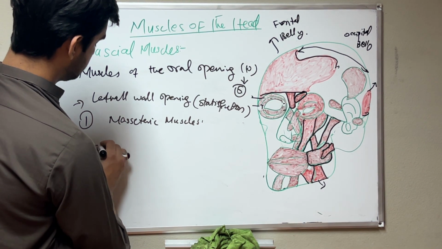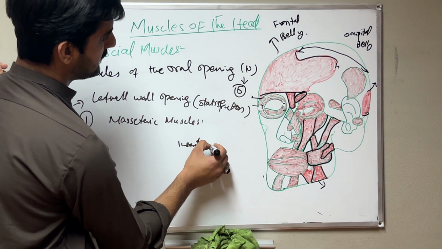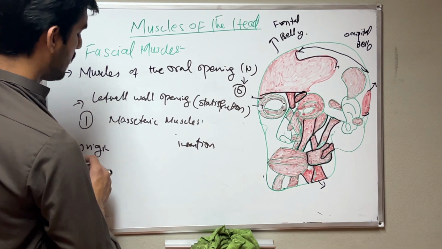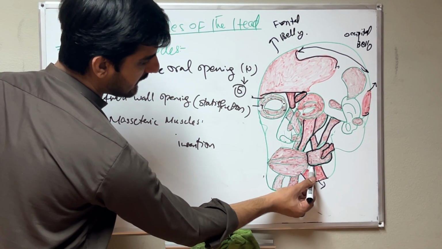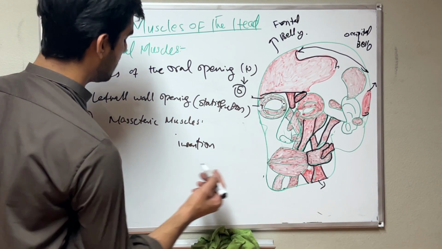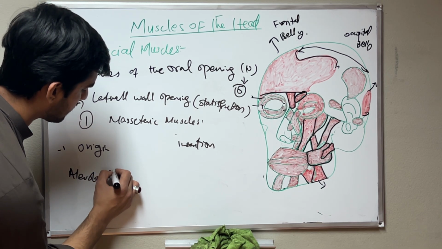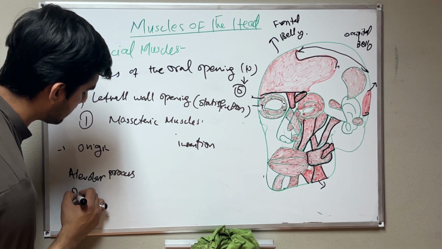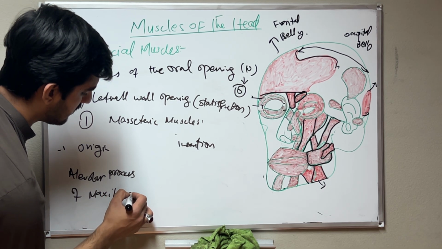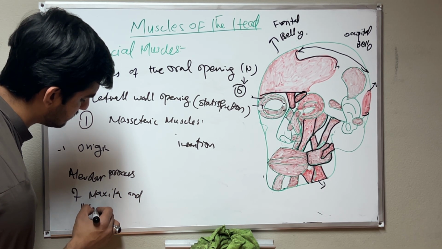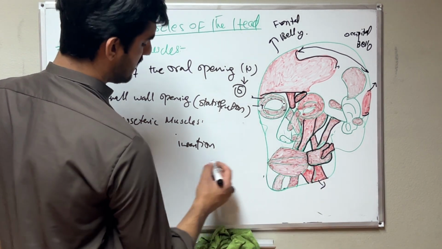Origin and insertion. The origin of this muscle is here: the alveolar process of the maxilla, and lower, the alveolar process of the mandible. It means origination from the alveolar processes of the maxilla and mandible, and for insertion we will talk about the angle of the mouth.